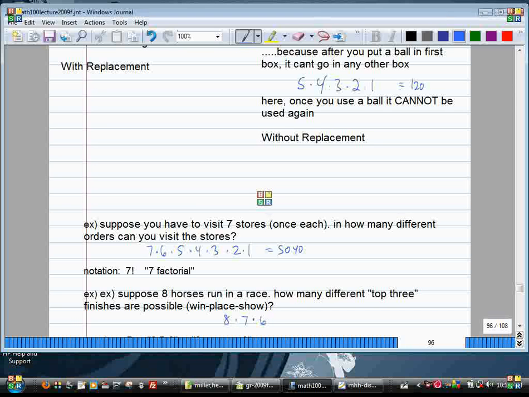Okay, how many possibilities are there for the first place horse? 8. Right. I only asked about the top 3, so I only care about 3 events. But how many possibilities are there for the first event? There's 8 possibilities because there are 8 horses. Okay. So does that make sense?